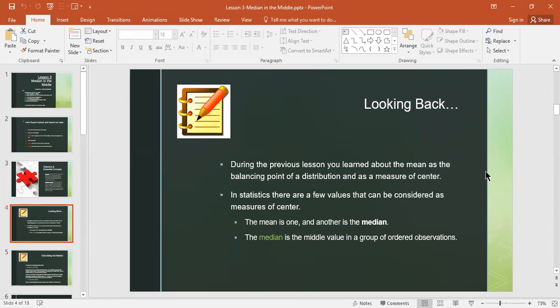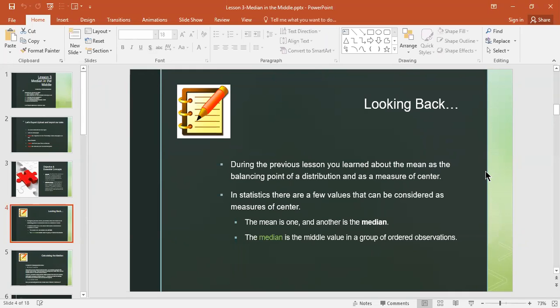So during our previous lesson, we learned about the mean as the balancing point of a distribution and as a measure of center. In statistics, there are a few values that can be considered as measures of center. The mean is one, okay? Another is the median. The median is the middle value in a group of ordered observations.